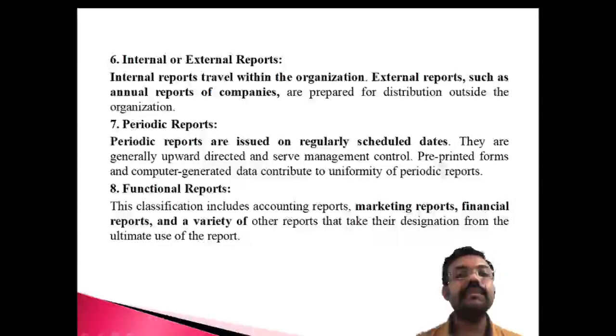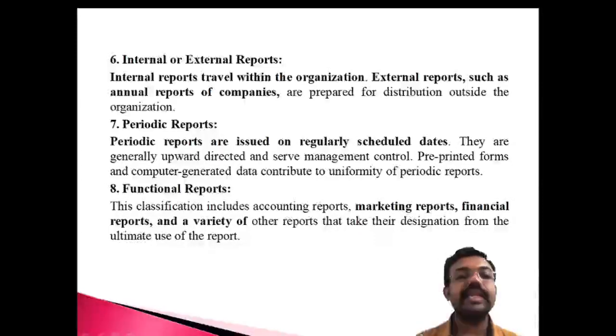An external report is mainly for outsiders. These reports are prepared for outsiders. A final account is a part of the external report. That's the internal and the external reports. And the seventh one is the periodical report. Suppose you're preparing the report for different periods, that means quarterly, annually, biannually. That's a part of the periodical reports.